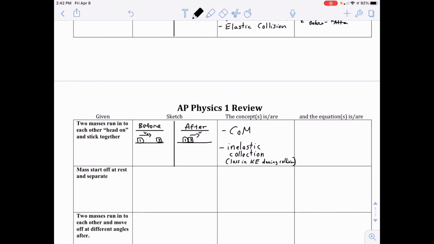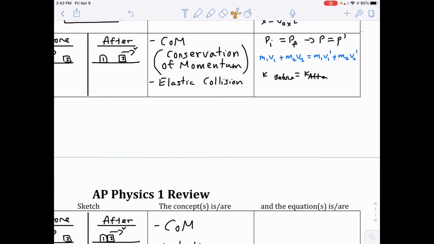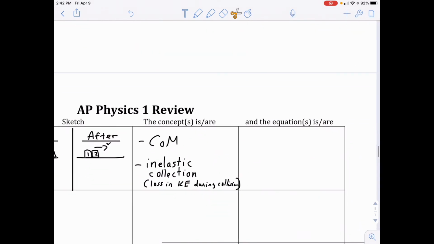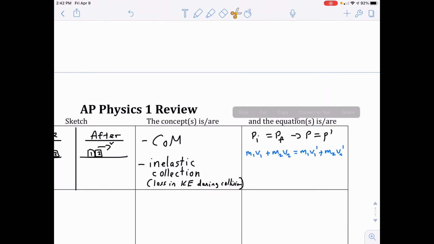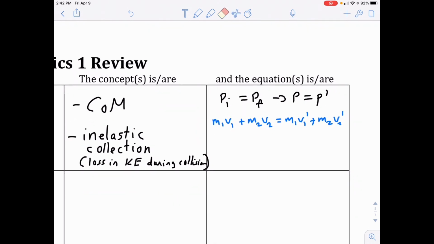Now the equations that we're dealing with, very similar. In fact, I'm going to go ahead and copy these two straight from the equation above. Momentum before equals momentum after, but here's the key difference. Since the two objects stick together, they don't have a v1 prime and a v2 prime anymore. There is just simply a v prime. And so I'm going to pull this out.